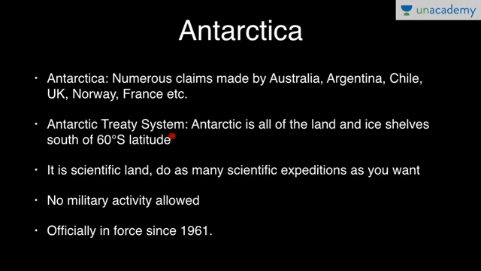Now, the Antarctic Treaty System says that Antarctica is defined as all of the land, not only land, plus ice shelves, which are south of 60 degrees south latitude. So anything south of 60 degrees south latitude is Antarctica, of course not water. So it is a scientific land. Antarctica is made for science. Please do not corrupt it by sending military, do not allow weapons, arms, etc. there. So do as many scientific expeditions as you want, but no military activity is allowed according to the Antarctic Treaty System. And this treaty has been officially in force since 1961.